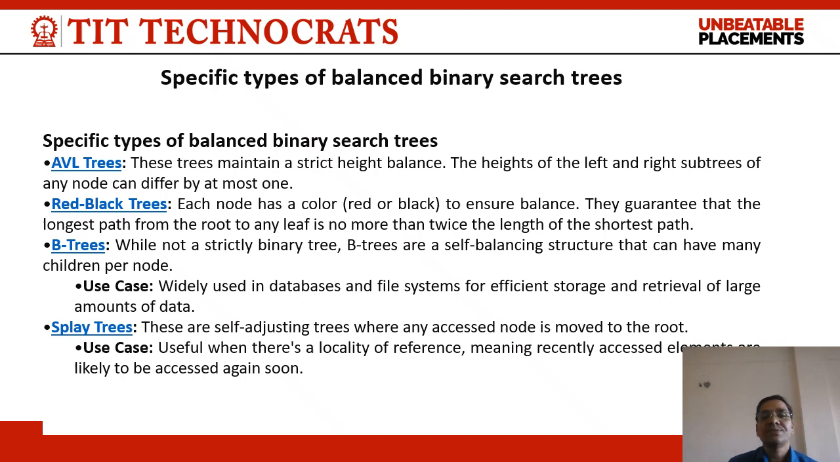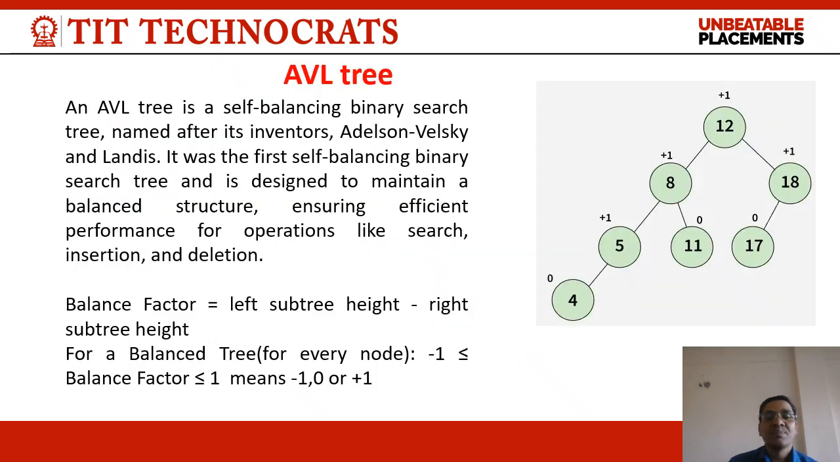There are different binary search trees that we are going to study further, that is AVL trees, red black trees, B trees, splay trees, etc. First, the AVL tree. An AVL tree is a self-balancing binary search tree named after its inventors Adelson-Velsky and Landis. It was the first self-balancing binary search tree and is designed to maintain a balanced structure, ensuring efficient performance for operations like search, insertion and deletion.